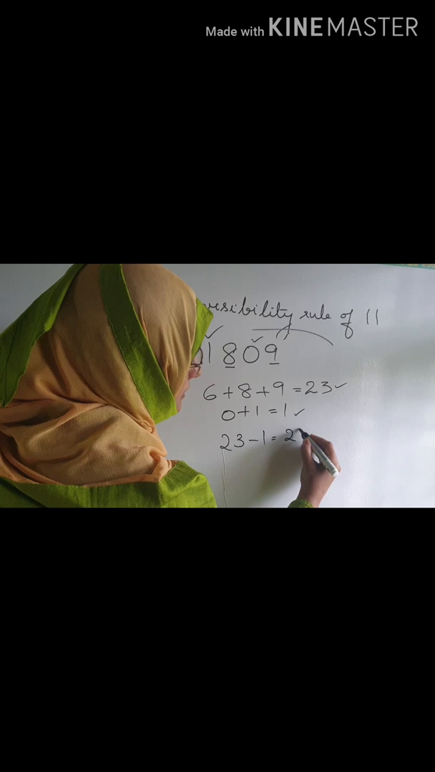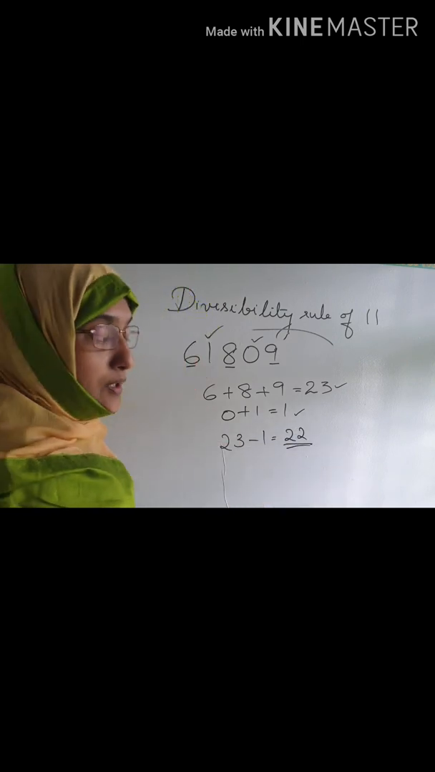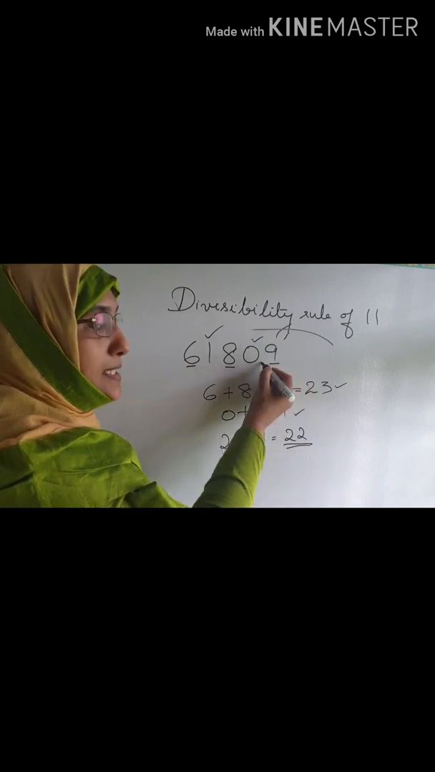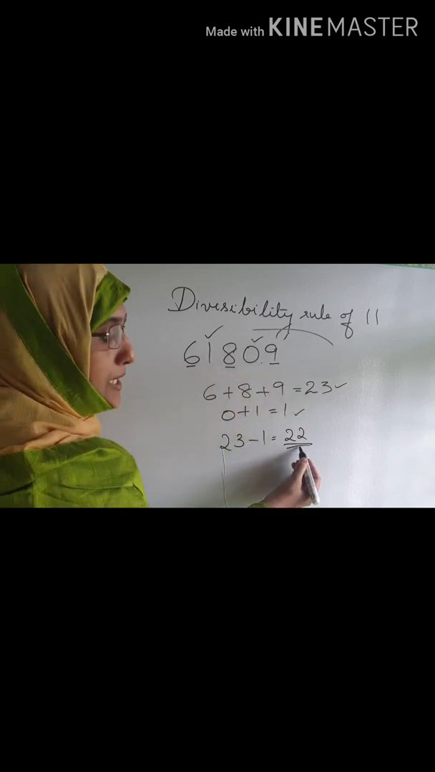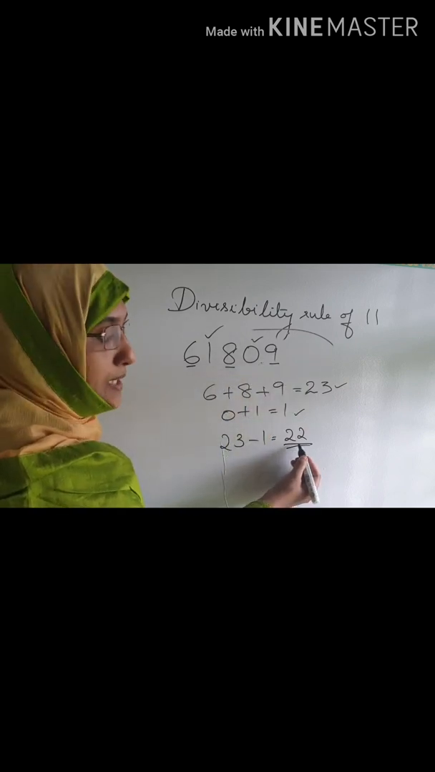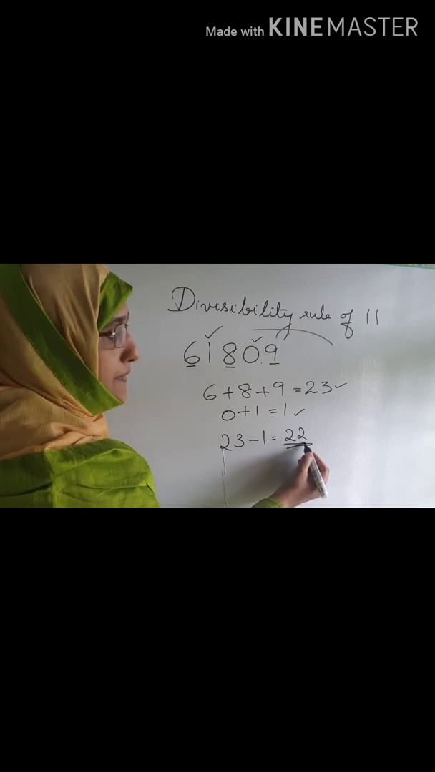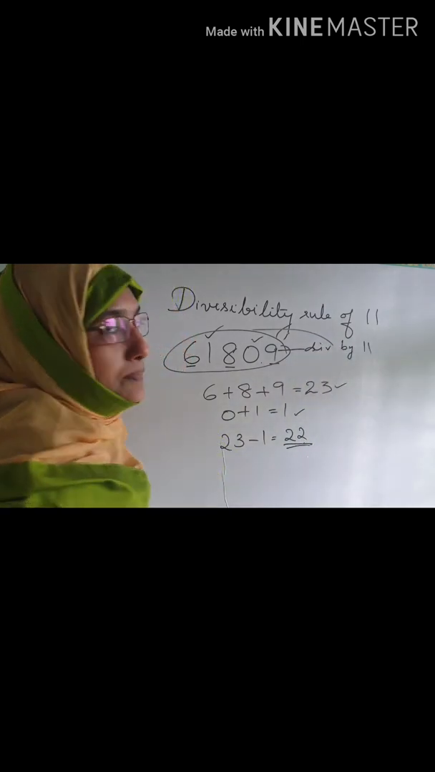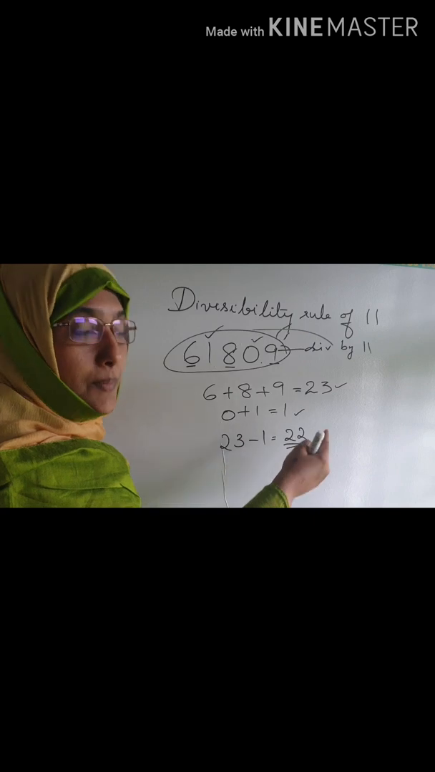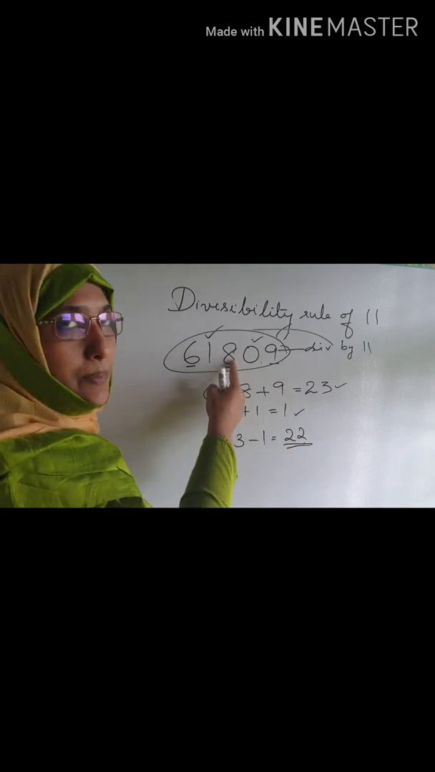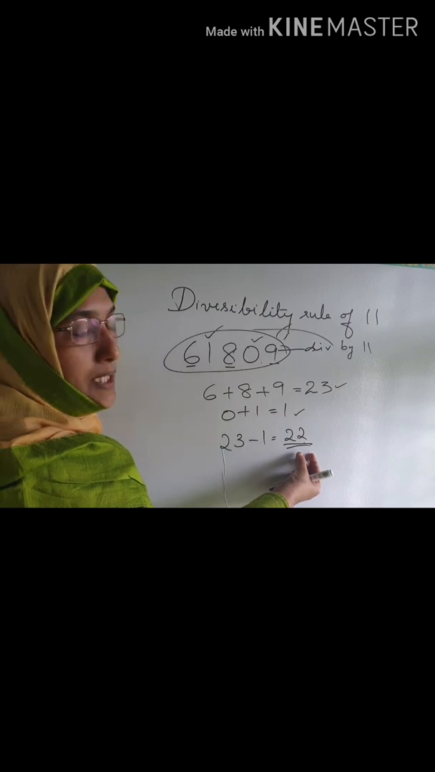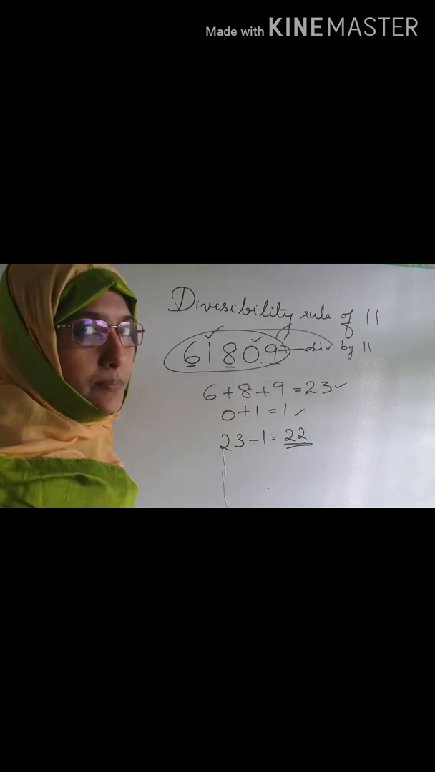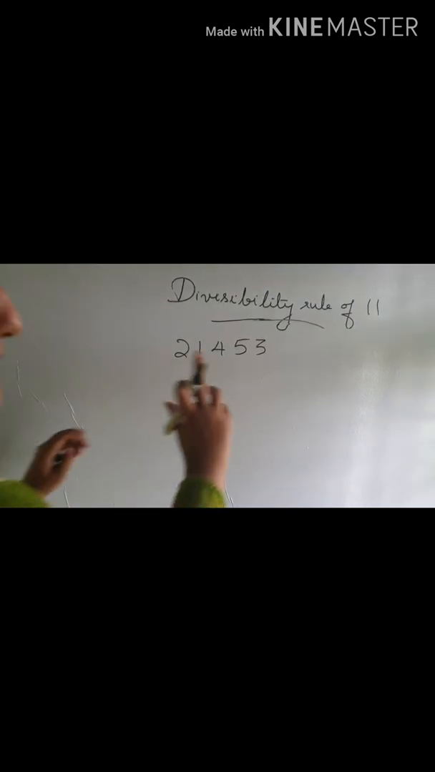What is 23 minus 1? It is 22. So what I told you, if the answer you get is either 0 or a multiple of 11, then you can say that this number is divisible by 11. Is this a multiple of 11? Yeah, 2 into 11 is 22, isn't it? So this is a multiple of 11. That means this number is divisible by 11. Since this is 22, it's a multiple of 11, we say that 61,809 is divisible by 11. Clear? Now one more example I'll do for you.